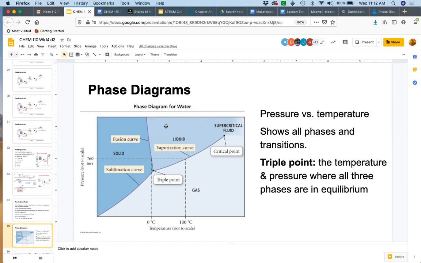Here is where my molecules exist as a liquid. Notice this is the vaporization curve, right? At a specific temperature and pressure, I could transition between a liquid and a gas. But the triple point is the cool part on this diagram. The triple point is the temperature and pressure where all three phases are in equilibrium. If you could look at this and physically see it, you would literally see the molecules exchanging between being a solid, a liquid, and a gas, all at the same rates. That's really cool. Here's the reason why.